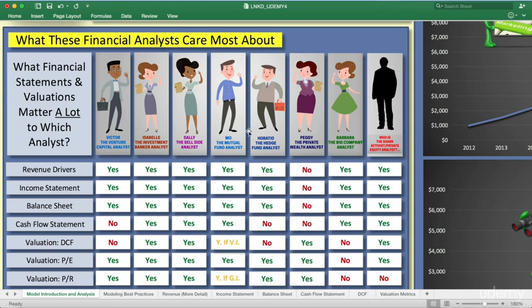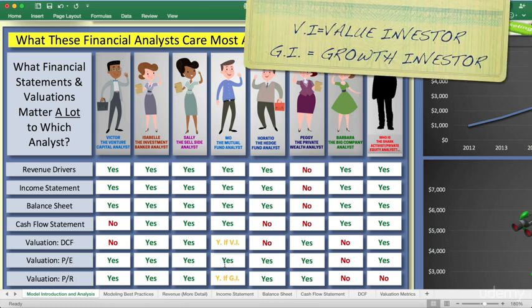Sally speaks to the buy side, and she doesn't know if her buy side clients want to value companies using this methodology or this one or this one. So she covers everything. She cares about all financial statements and all valuation methodologies. Then Mo, our mutual fund analyst, cares about everything, but he only cares about cash flow if he's a value investor, and revenue multiples if he's a growth investor. I'll explain what that means later.